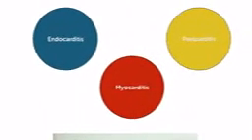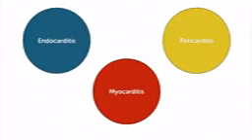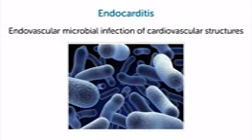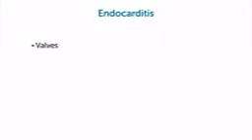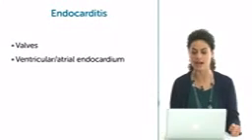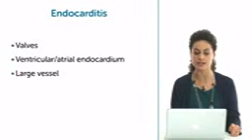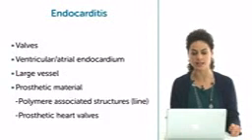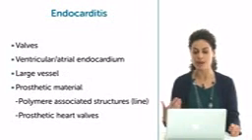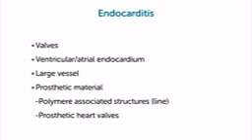And this chapter deals with infection of the heart. Not only endocarditis, but also myocarditis and pericarditis. So we will start with endocarditis. What is it? Well, it's an endovascular microbial infection of cardiovascular structures. This means it can involve the valves, but also ventricular and atrial endocardium, as well as large vessels and especially prosthetic material. It means the prosthetic heart valves and the polymer-associated structures, so the lines.